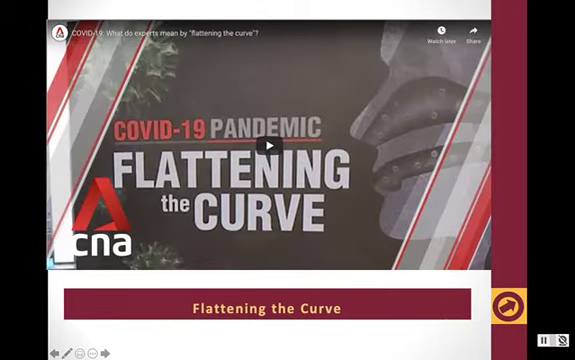Next, as I said, we're going to be talking about mathematics in relation to flattening the curve. And here's a really good example that explains really clearly in a short amount of time the way in which people are using this phrase, flatten the curve, in relation to COVID-19.